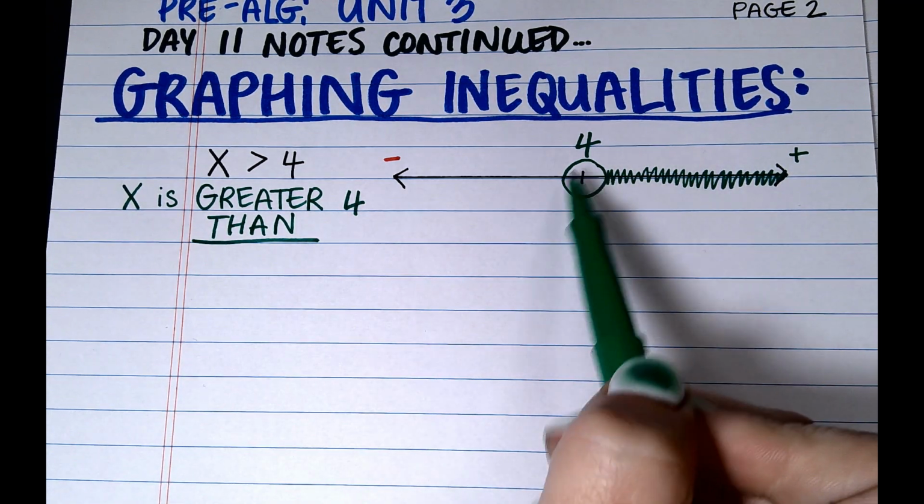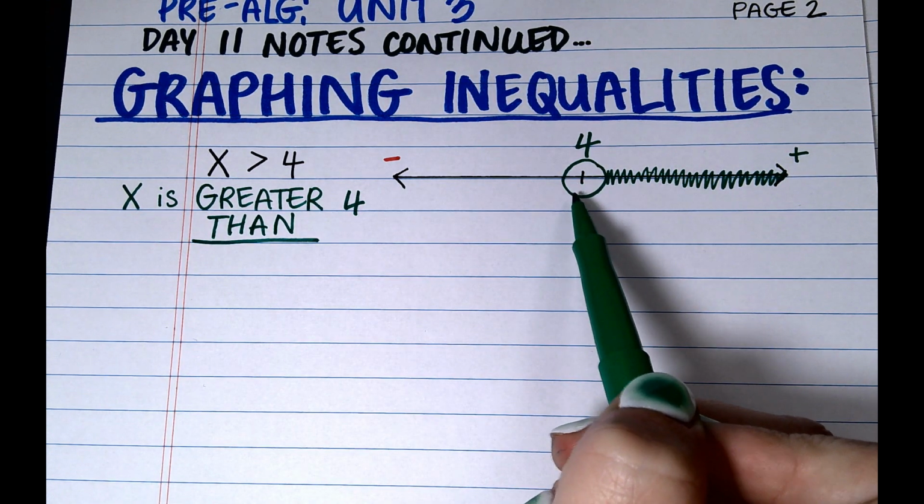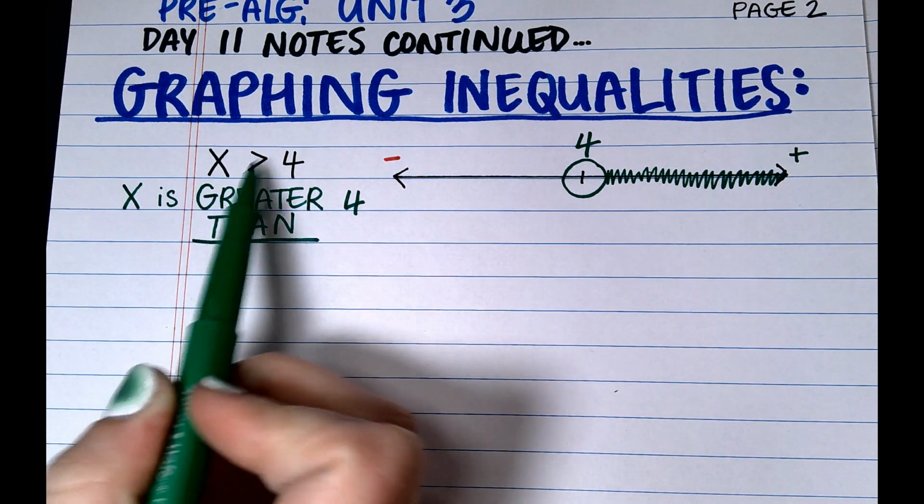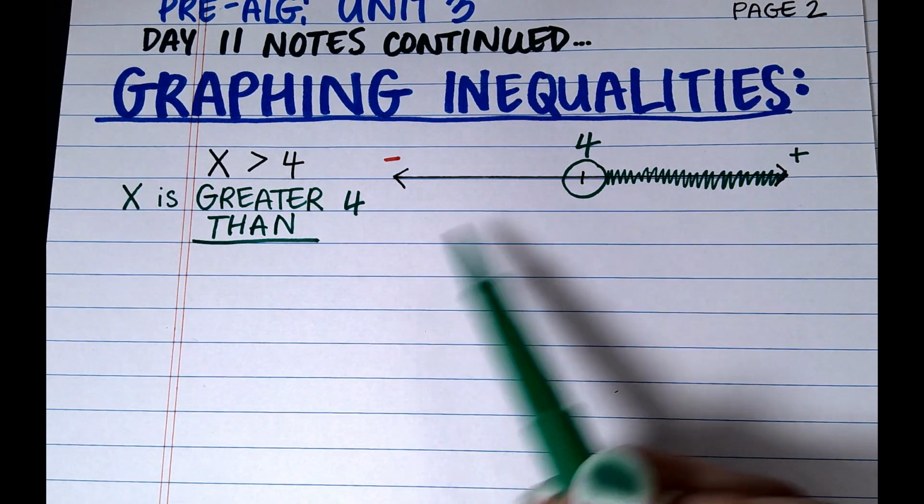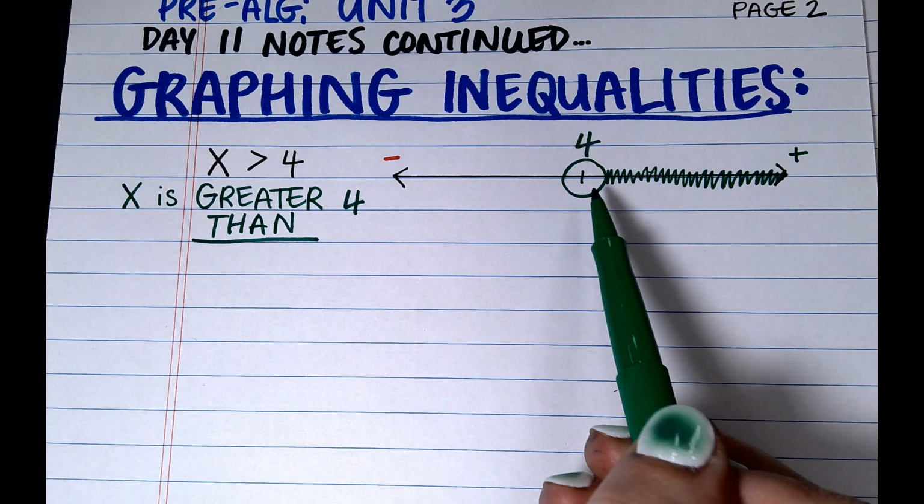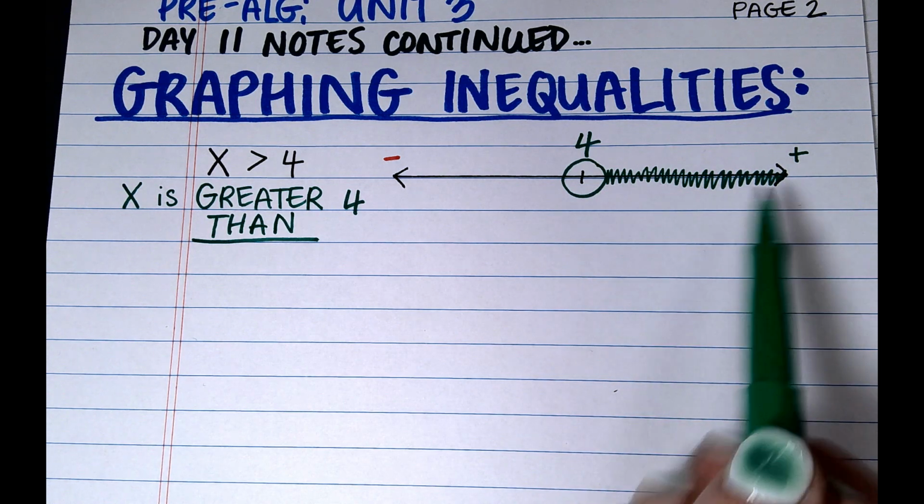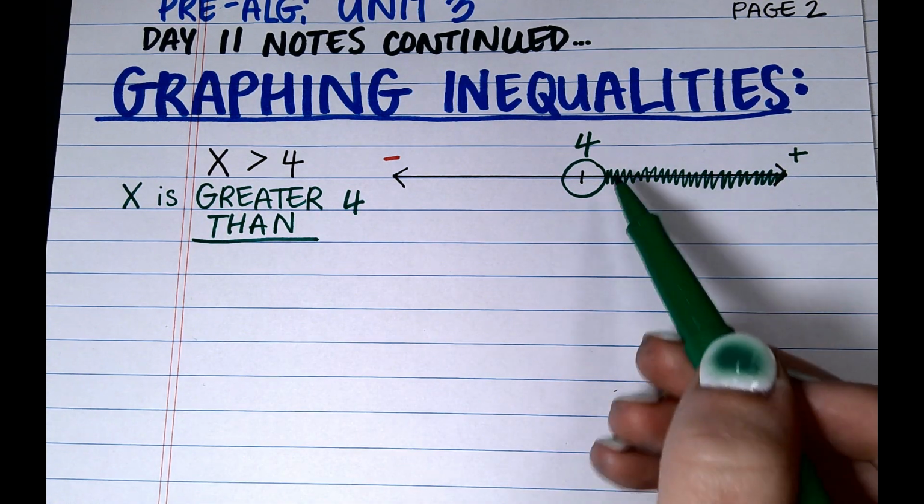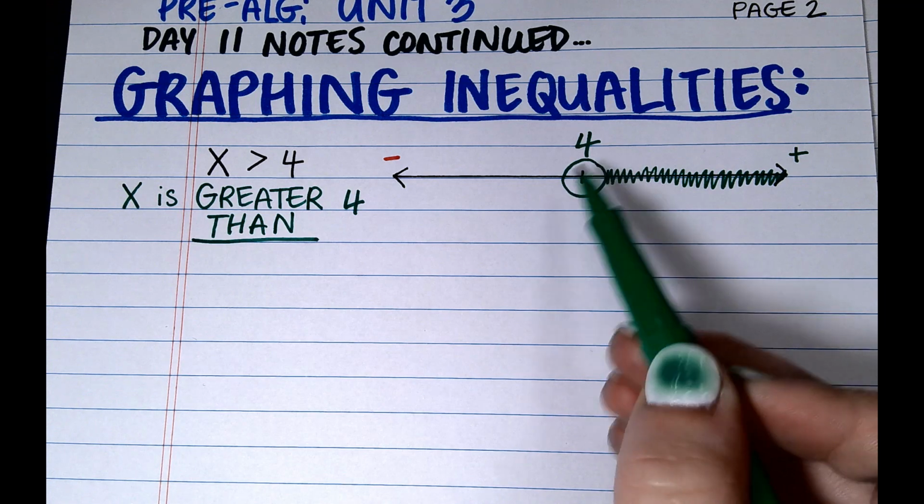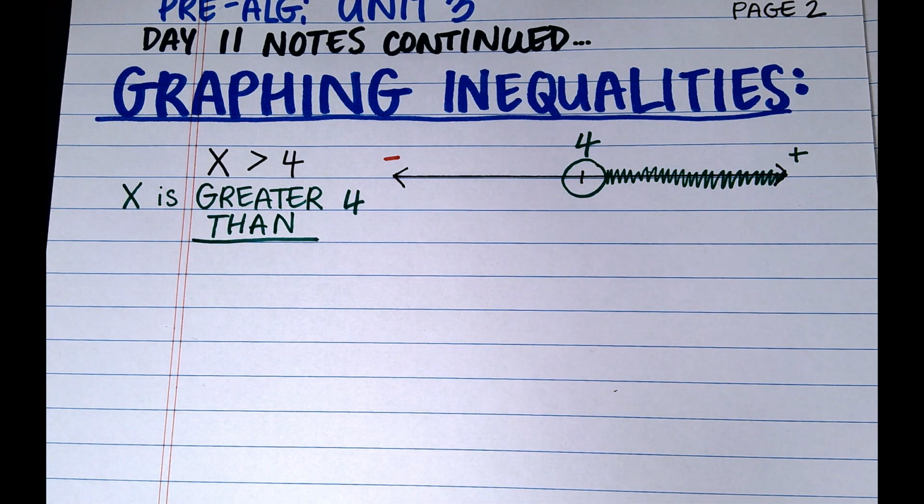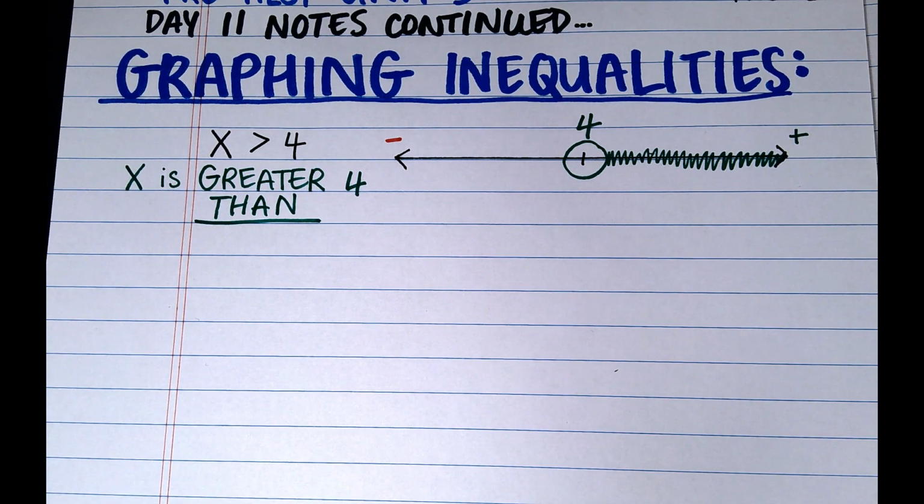And the reason we don't color 4 is because we're saying x has to be greater than 4. So it can't be 4, but it can be every number that's bigger. So that's why we leave 4 open. We don't shade it in. Everything that is shaded could be x. And you've graphed an inequality. That's it. Not too bad. Everything that's shaded can be x.